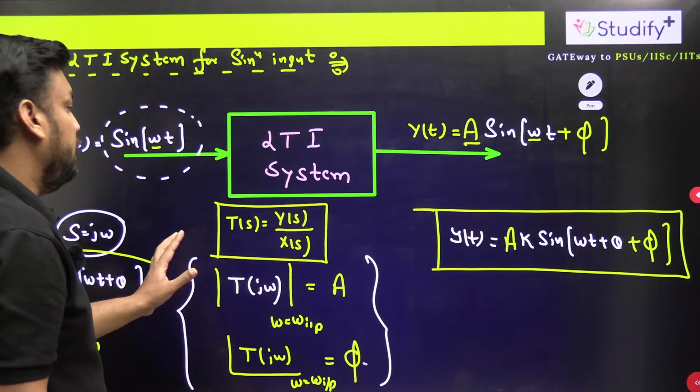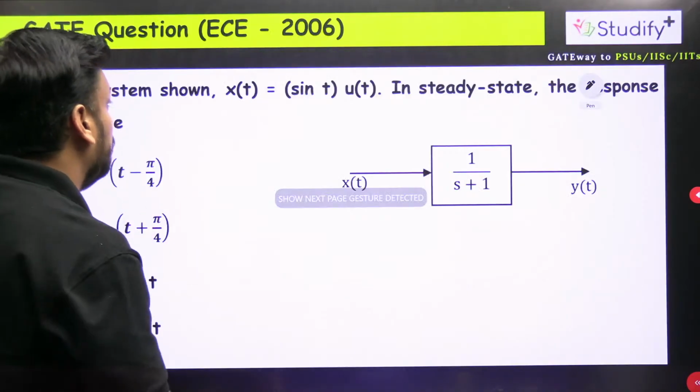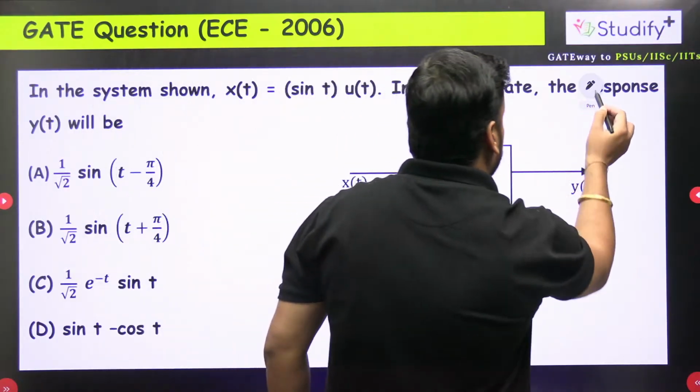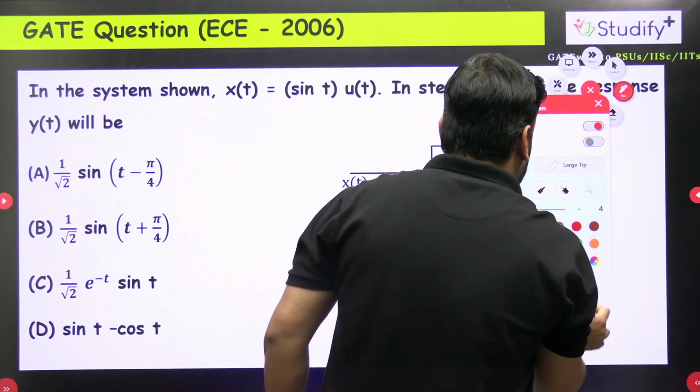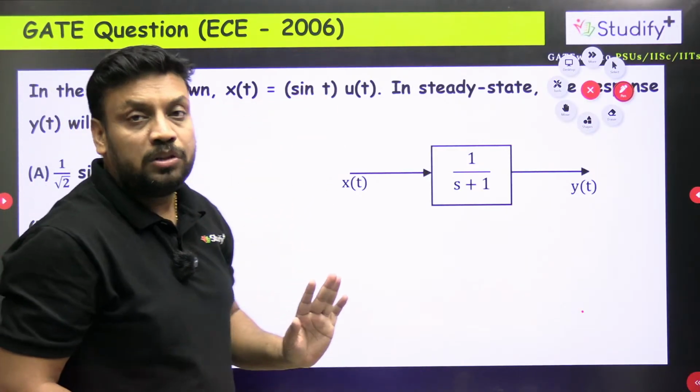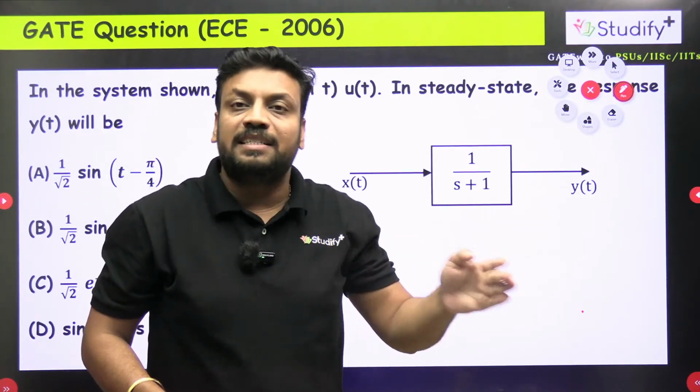Now students will try to apply the same concept to solve this problem which has been asked in Indian GATE ESE 2006. Now, what is the examiner saying? So this is the first question: sin t u(t). In the control system, we always talk about the t greater than 0 region.